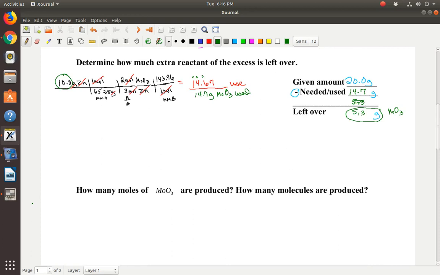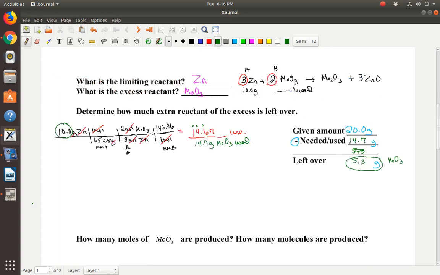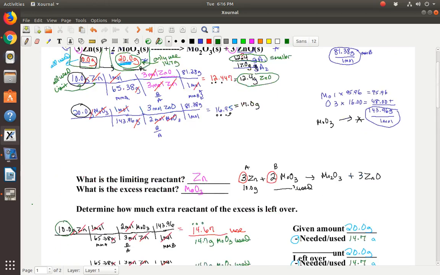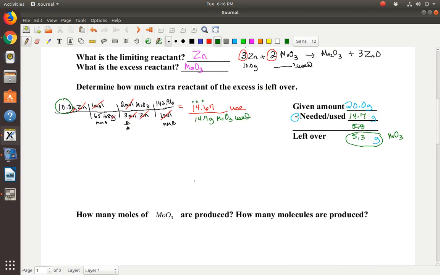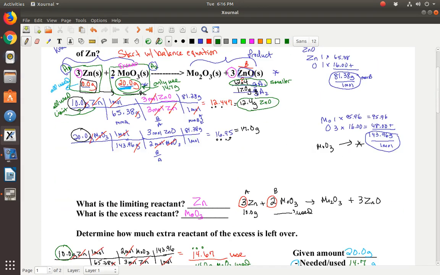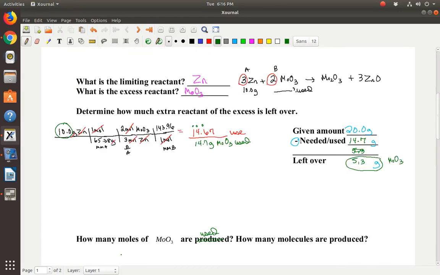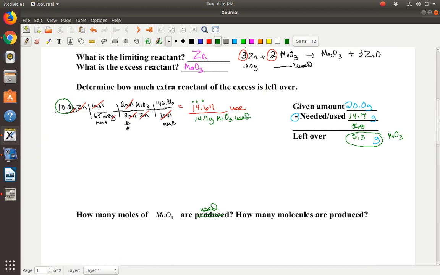So now it's asking me how many moles of this molecule are produced. How many moles of MoO3? Well, we didn't produce MoO3. How many moles of it are really used? Let's change that produced to used. Okay? Because MoO3 wasn't one of my products. Mo2O3 was. So I'm just going to change this. All right. So I know here's how much I used.